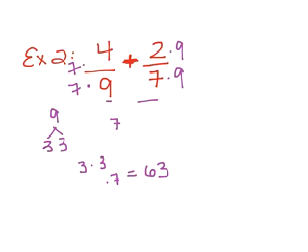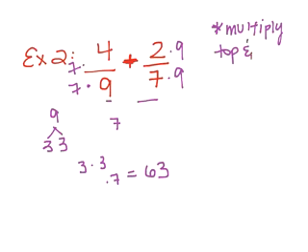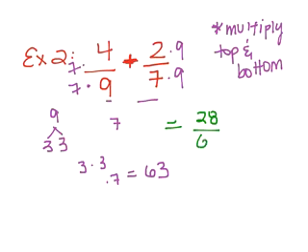Now I want you to write a little note to yourself, okay? So when we multiply to change the denominator, we need to make sure that we multiply top and bottom. If we don't, we have changed the value of the fraction. That's why we need to do that. So now that we're there, we're going to continue with our next step. So we did 4 times 7 on top on the left. That's going to give me 28. And 9 times 7 on the bottom, that gives me 63.